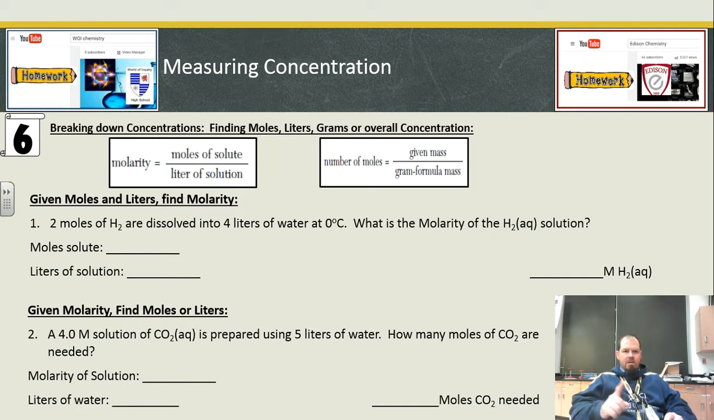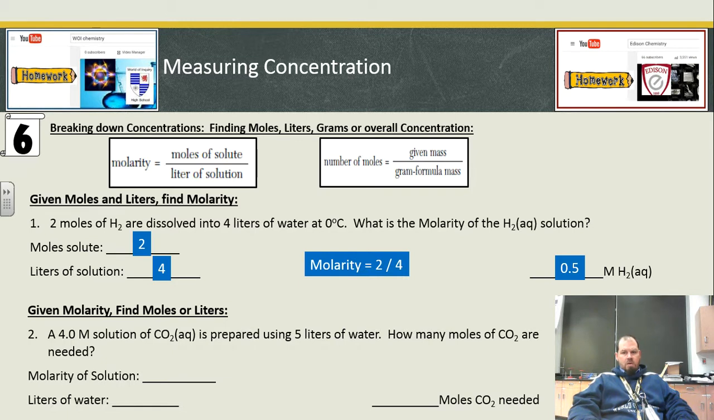So I have my molarity equation. It's not a calculation, it's an equation. I have my number of moles given right off of the reference tables right in front of us. In the problem, 2 moles of H2 are dissolved into 4 liters of water. Well, 2 moles is my moles of solute. 4 liters is my liters of solution. Molarity is moles over liters, so it's simply 2 over 4, which equals 0.5 molar. Capital M is molar.